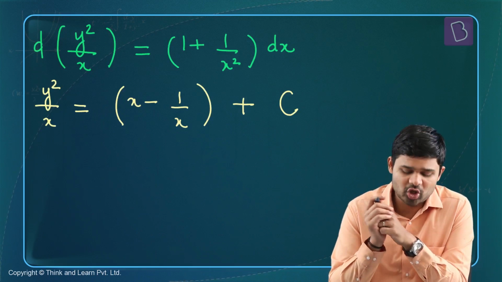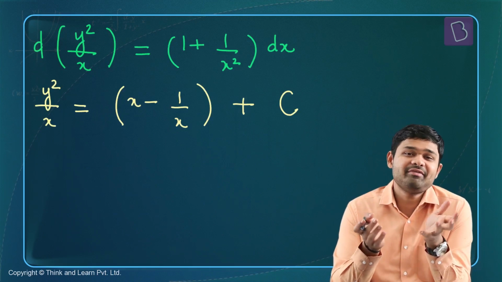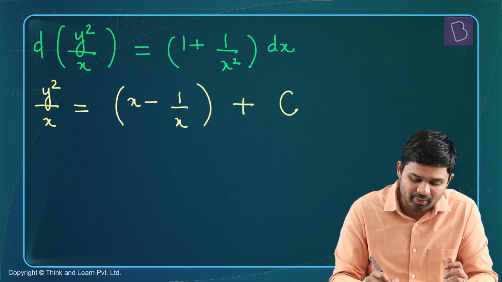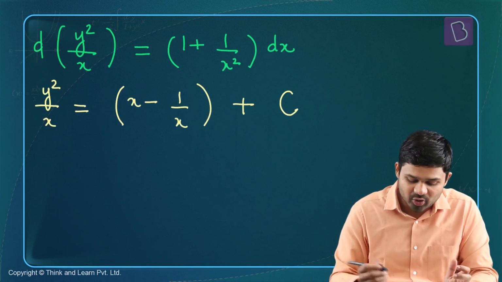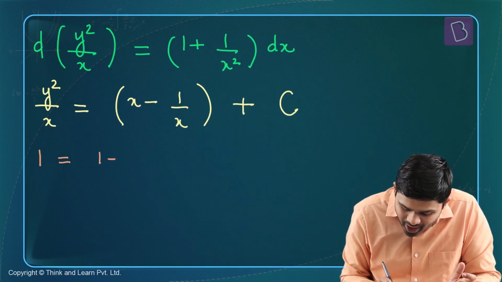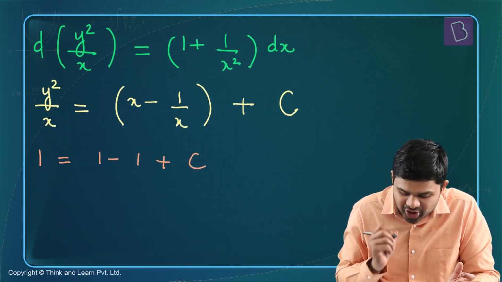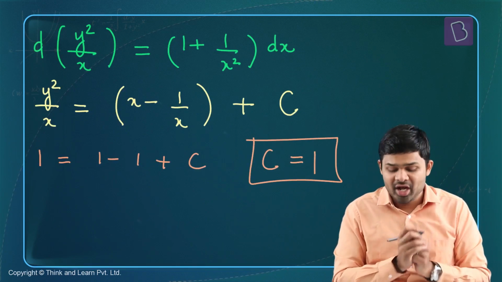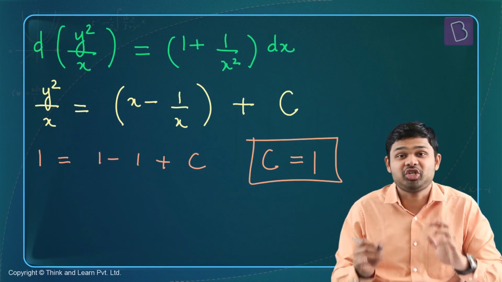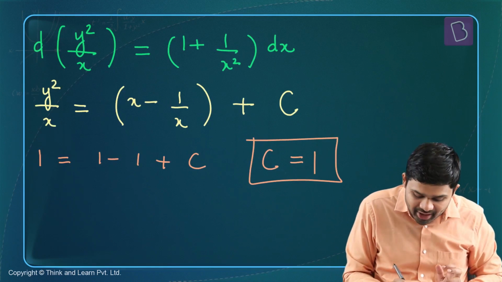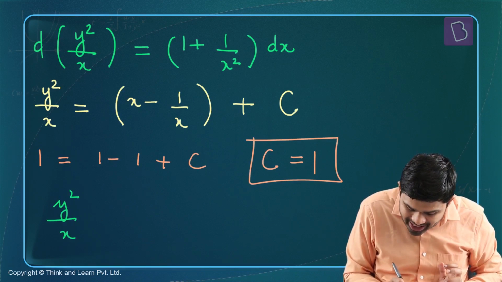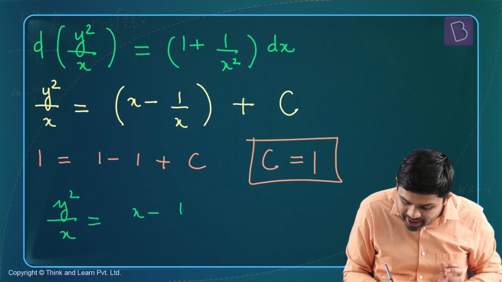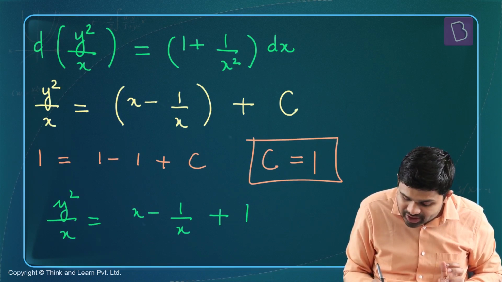Now we are going to see what the value of this constant of integration is, because we've been given the condition y of 1 is 1, so we're going to plug in x equal to 1, y equal to 1, and we get 1 equal to 1 minus 1 plus the constant of integration, which gives me c equal to 1. So the solution to my differential equation is nothing but y square upon x is equal to x minus 1 upon x plus 1.